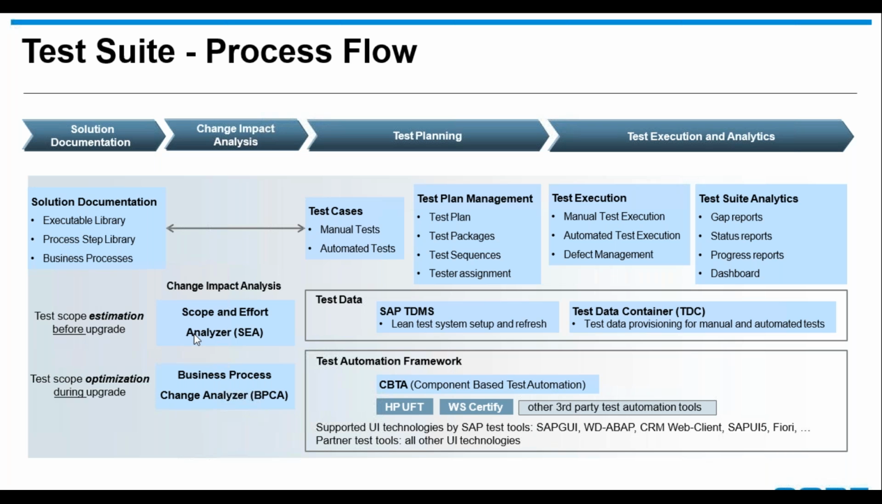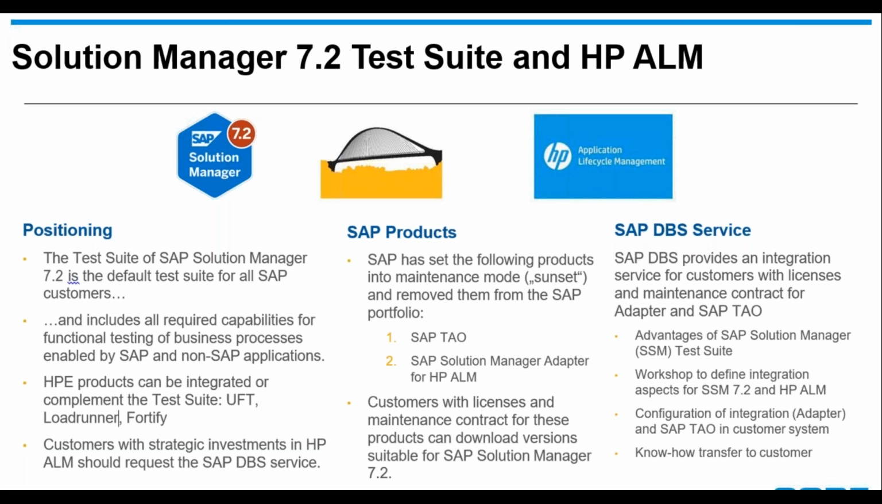That happens before you can actually do an enhancement. Once you begin doing an enhancement, or if you're doing minor fixes against just a few transports, or maybe have weekly and monthly releases, you would use BPCA. These are tied together, but the difference is with Scope and Effort Analyzer, you don't really have transports or any of that in your system, and you need to look at it to do the planning. So moving on to the next one.